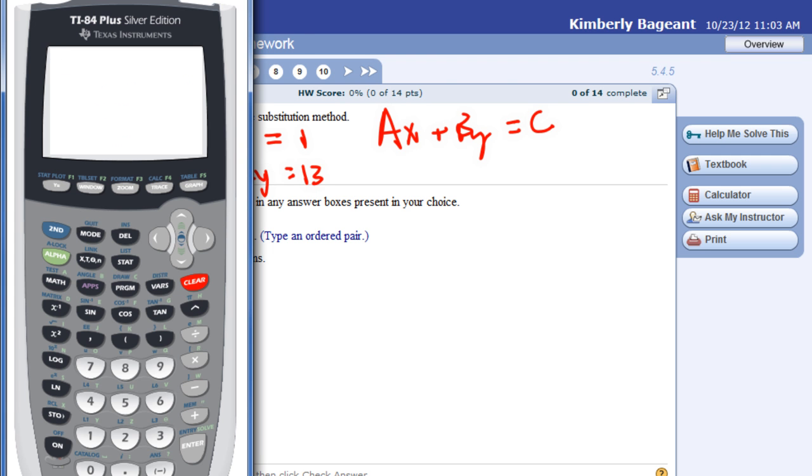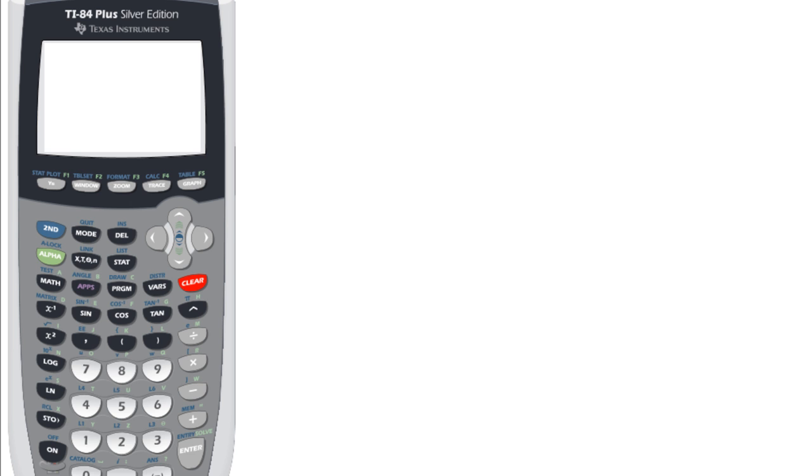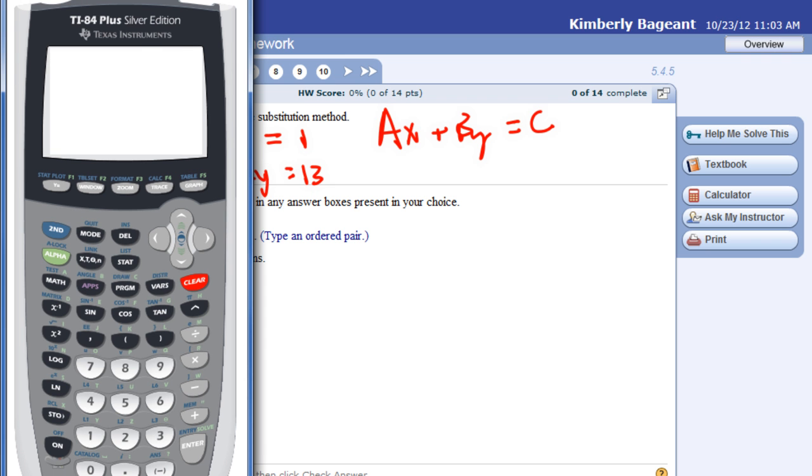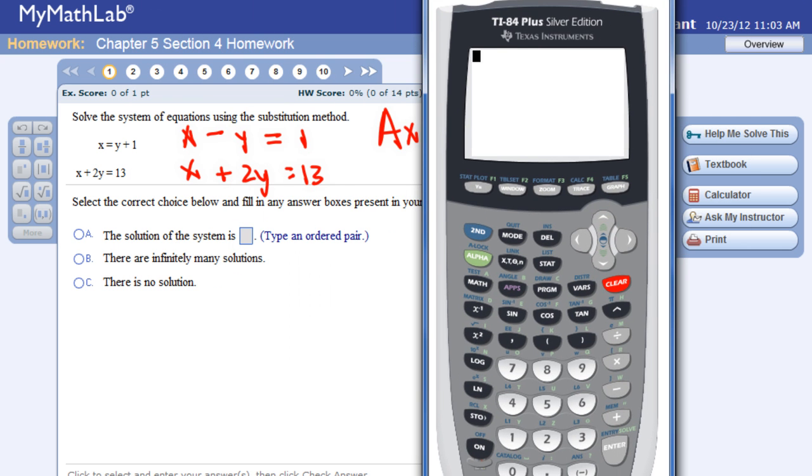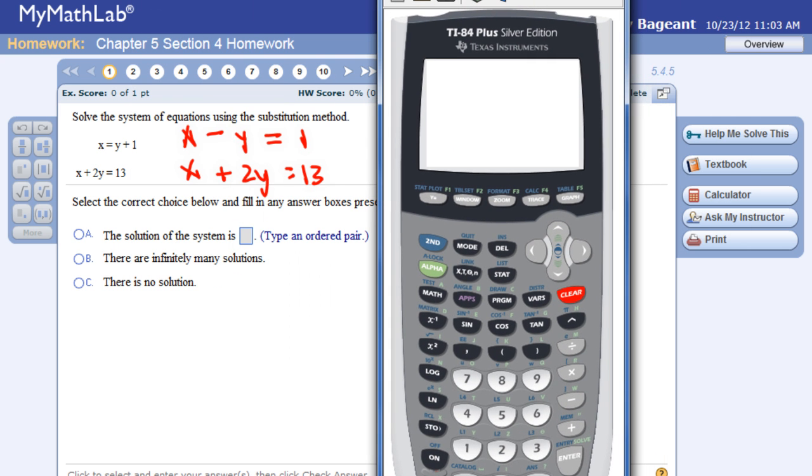So pull up your calculator. And we're going to use a matrix to solve this system here. Press second, matrix. Scroll over to edit and press enter.